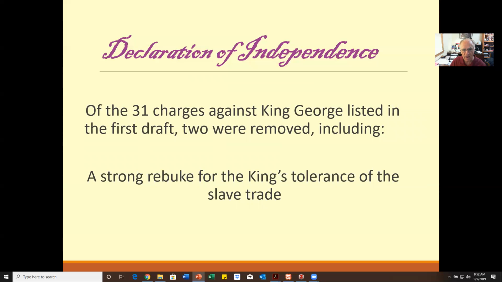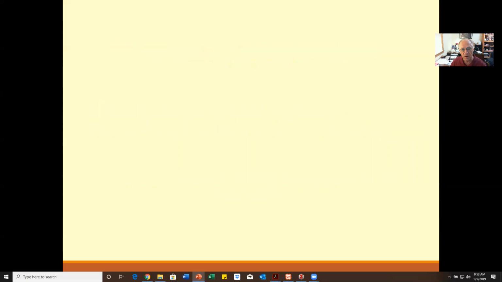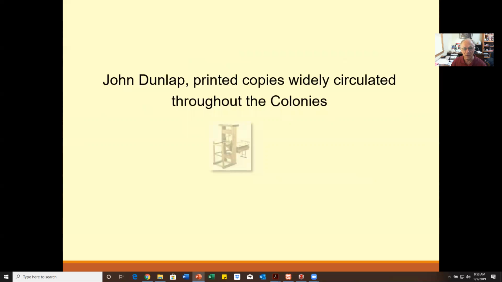Now, this did not stick in the final declaration, and the reasons were political. And this is real world. This is not theoretical, where everything happens the way we wish it did. In order to get the southern states, the slaveholding states, to sign on to the Declaration of Independence, they had to take that phrase out, and the issue of slavery was set aside at that time. But it's very important that you know that, I think.